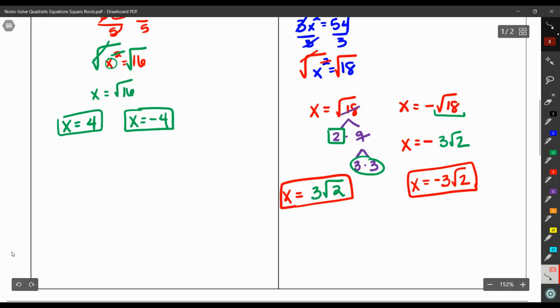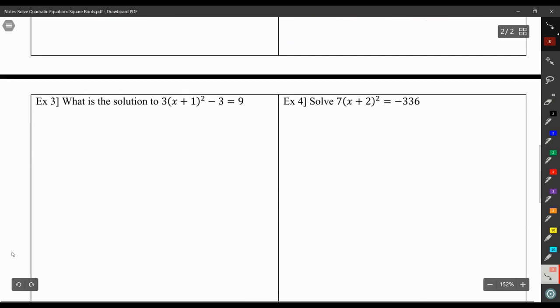So if you do not have a perfect square underneath, then simplify that square root and then see if you need to get x by itself any further. Let's look at example 3.